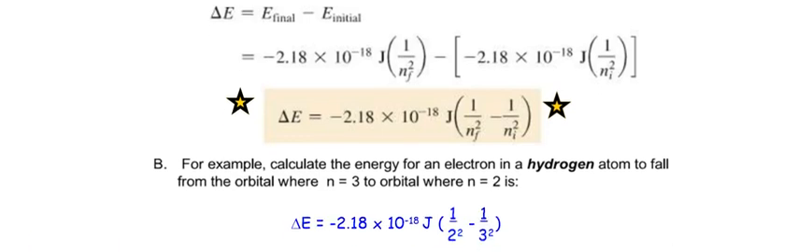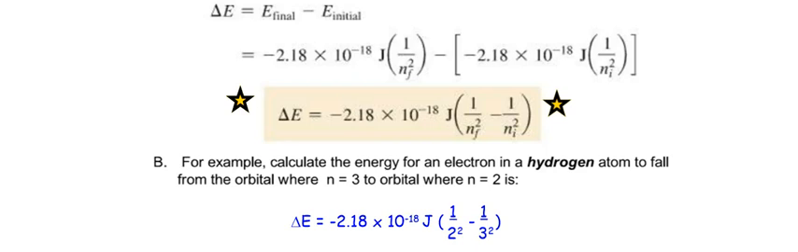So what happens here? Calculate the energy of an electron in a hydrogen atom to fall from the orbital where n equals 3 to the orbital where n equals 2. Where is it starting from? It looks like it's starting at 3, so that's my initial. That's my second number, isn't it? Where is it ending up? It ends up where n equals 2. That's where my final is. That's my first number. So I'm going to do this.